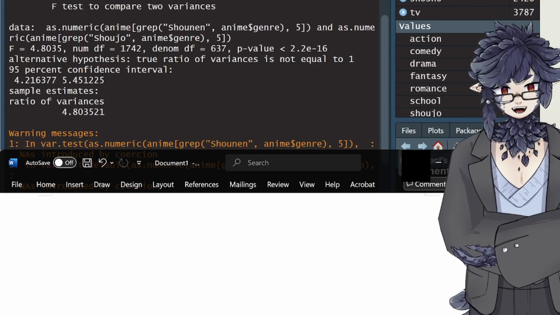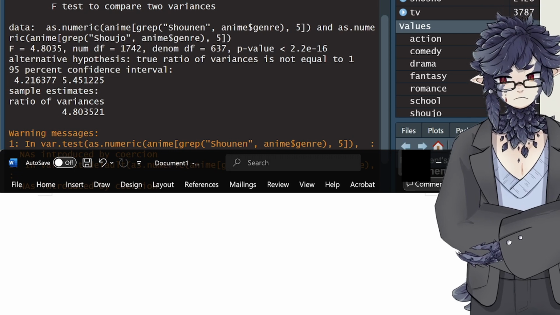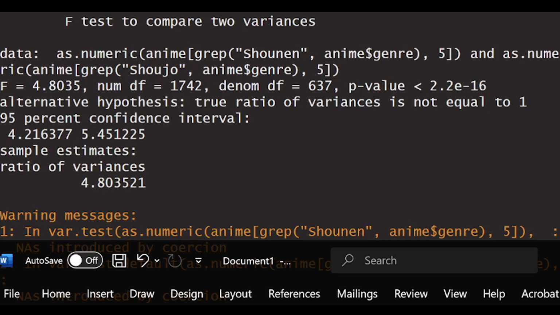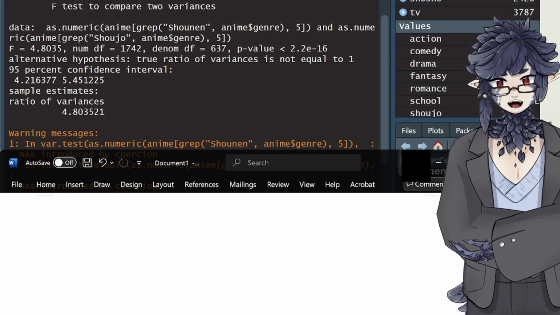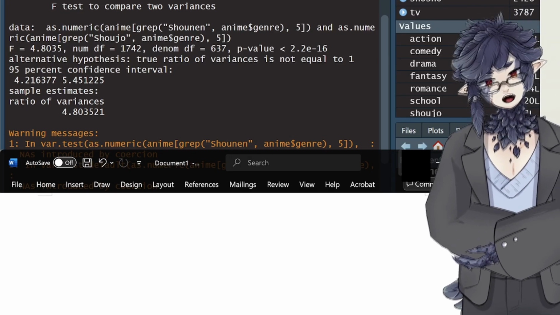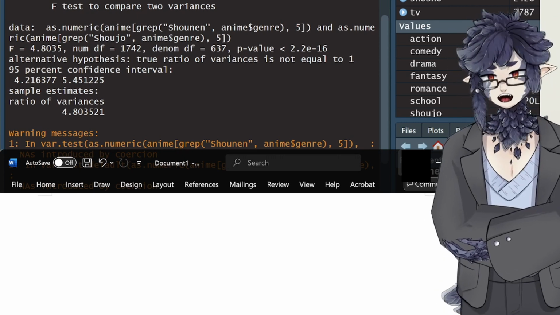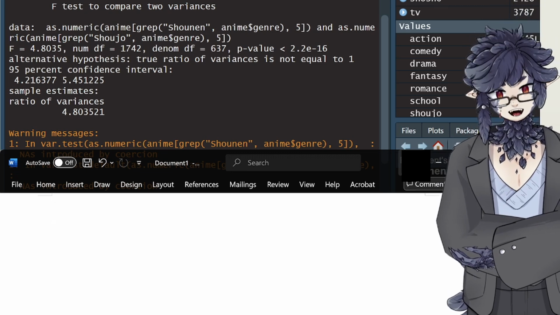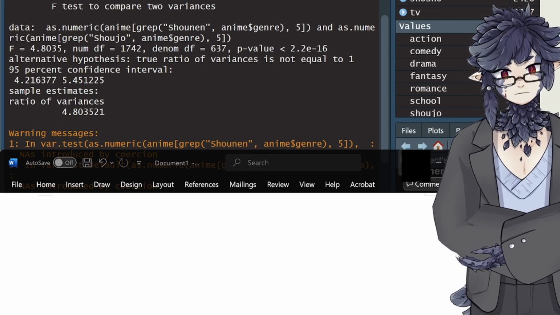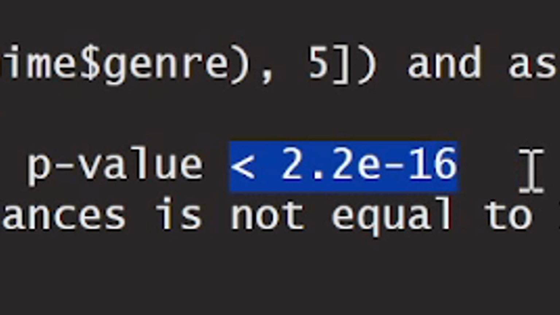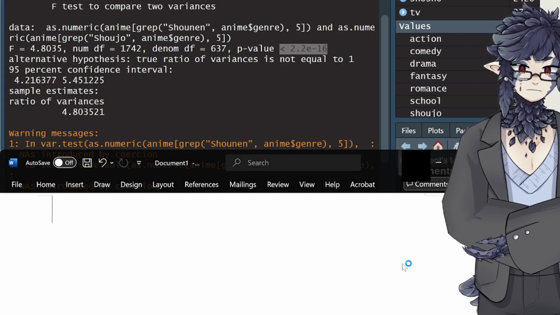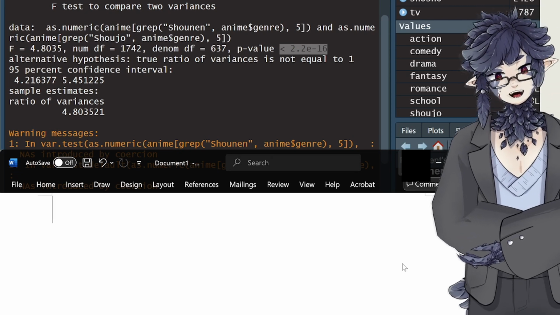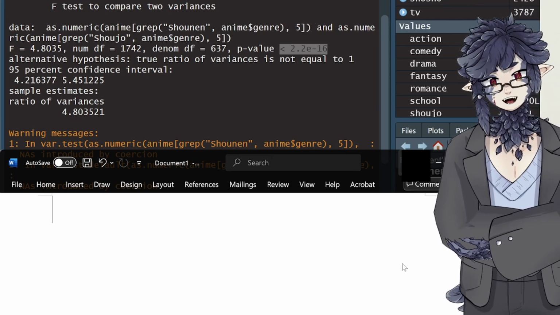T-tests assume that both of your groups have equal variability in your dependent variable. So this first thing here is a test making sure that both the shonen and shoujo anime have equal variability in the episode counts they're getting. And what I find here is I reject the null. This means that there is not equal variability in the episode count for shonen and shoujo anime, which violates the assumption of the t-test.